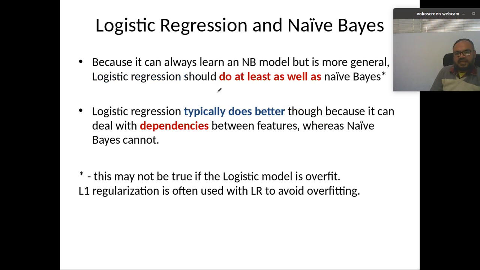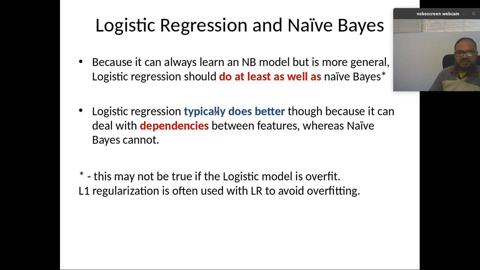Logistic regression can always learn a naive Bayes model, because it's more general, so logistic regression should do at least as well as naive Bayes, which means that the performance of logistic regression can be better than naive Bayes, and the least it could perform is as good as naive Bayes. But this may not be true if the logistic model overfits easily. If it overfits, then the performance can be worse than naive Bayes because of the overfitting. But overfitting can be avoided by using L1 regularization.